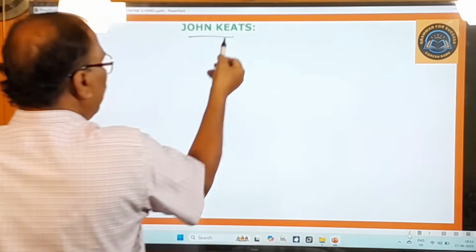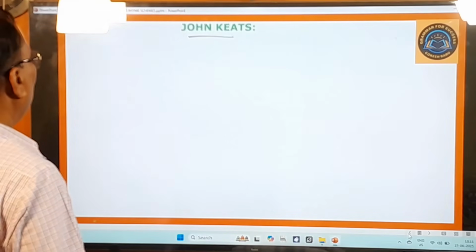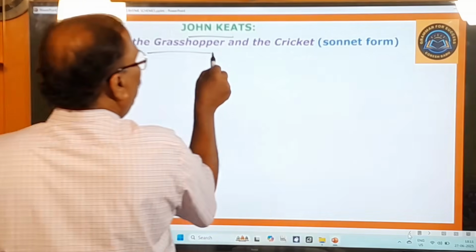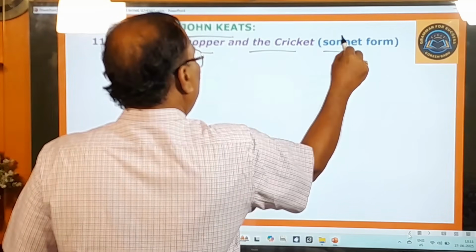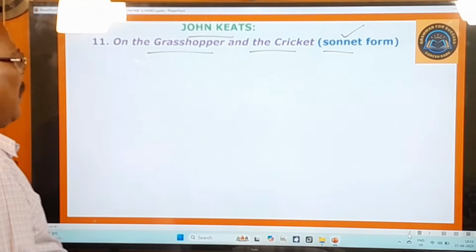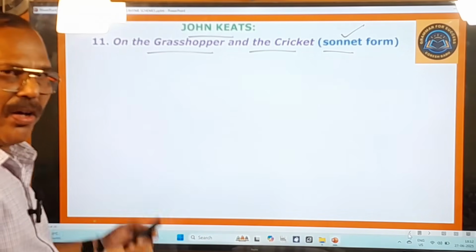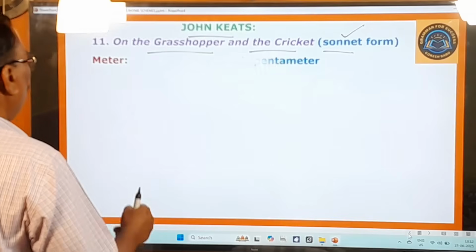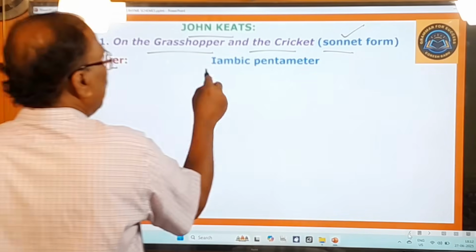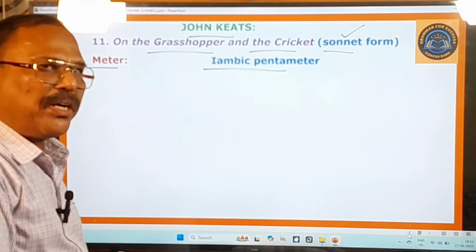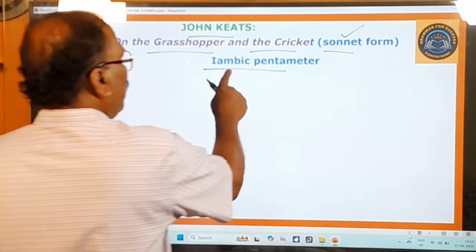The poems of John Keats are also there in your syllabus. What is the first poem of John Keats? On the Grasshopper and the Cricket. It is written in the form of a sonnet, especially in the Petrarchan sonnet form. Let us now look at the meter used in that. It is iambic pentameter. Generally in sonnets, poets make use of only iambic pentameter.